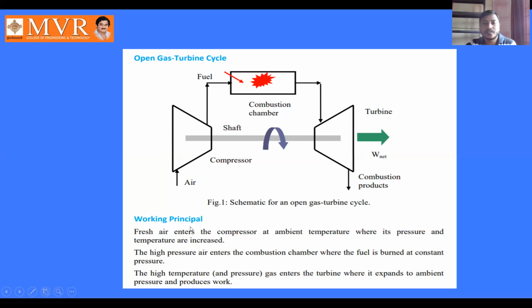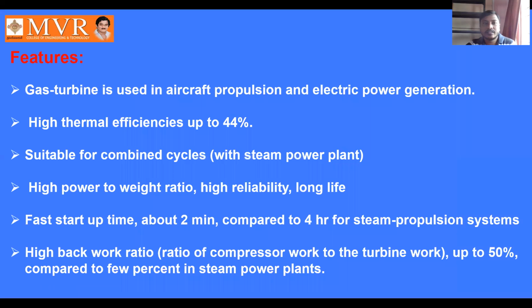Fresh air enters the compressor at ambient temperature, where its pressure and temperature are increased. The high pressure air enters the combustion chamber, where the fuel is burned at constant pressure. The high temperature and pressure gas enters the turbine, where it expands to ambient pressure and produces work. This is the open gas turbine cycle.